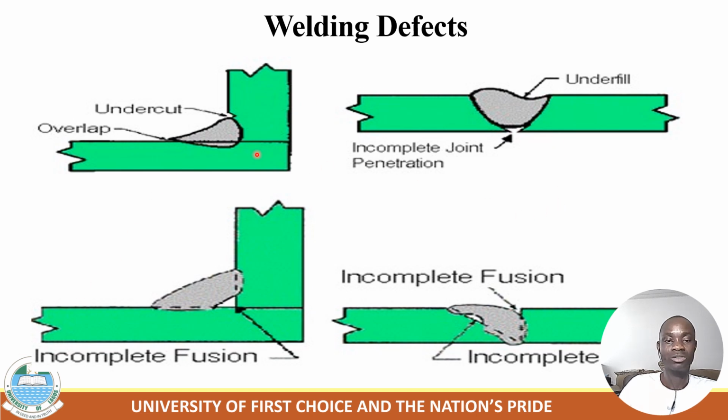This is undercut. This one is underfill. Here is incomplete joint penetration. And this one is an incomplete fusion. You can see the hole here. And also this one is also incomplete fusion here. All these are welding defects.